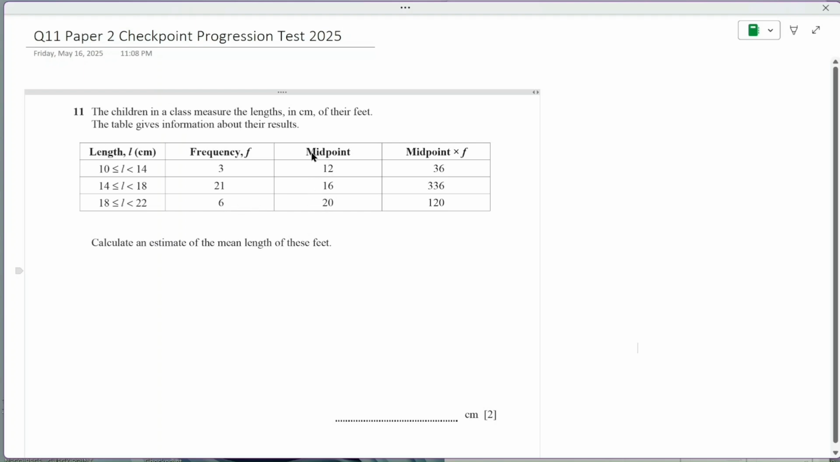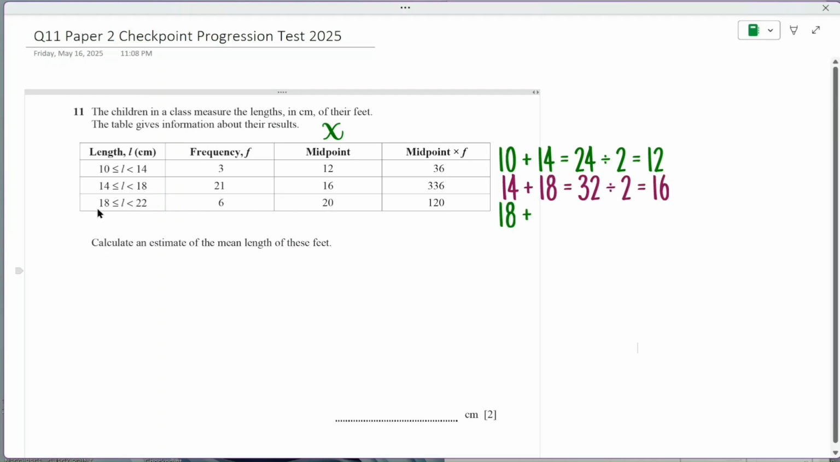Now this is the midpoint. The midpoint here has to do with adding 10 to 14 and dividing by 2 to get the x value. The midpoint is also the x value. And 14 plus 18, which is 32, divided by 2 will give you 16 as the midpoint. Then 18 plus 22 will give you 40. 40 divided by 2 will give you 20. That's 20 as the midpoint. Now you have the midpoint, which is x.